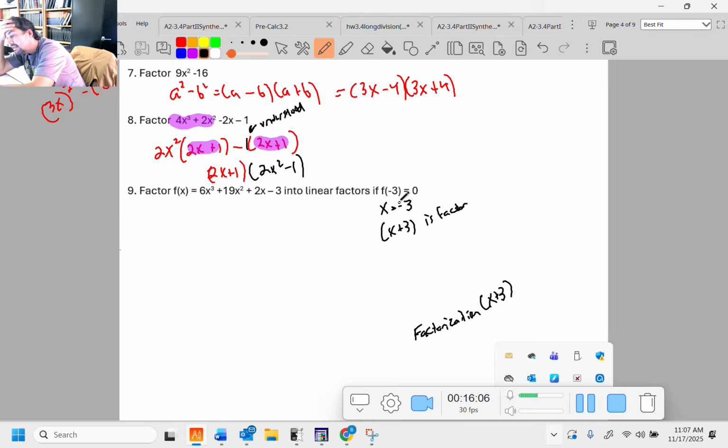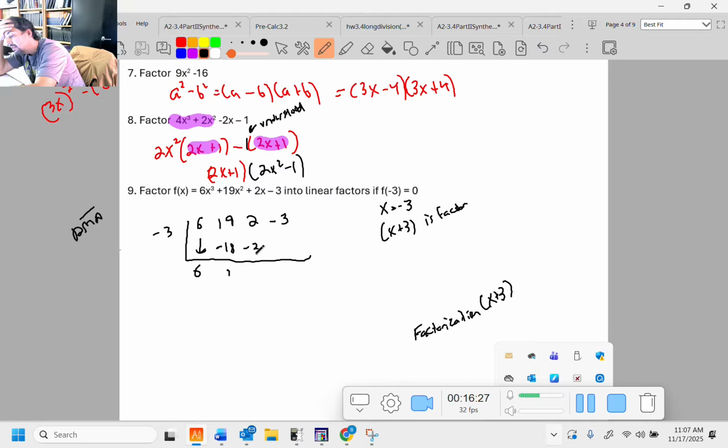Now, since it's nice and simple and I know what the x value is, I get to use synthetic division. Remember your acronym, drop, multiply, and add. Coefficients are a 6, a 19, a 2, and a negative 3. A 0 is expected. We drop the 6. Negative 3 times 6 is negative 18. That was the multiplication. When we add, we get a 1.